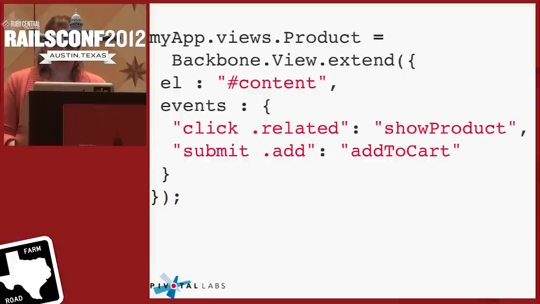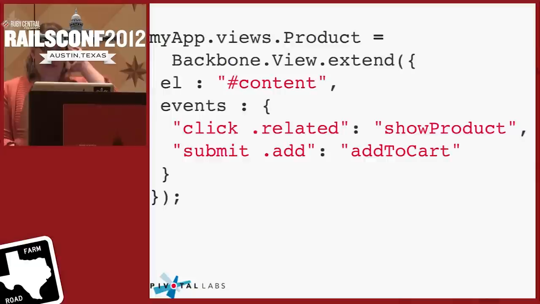And it's attached to a particular DOM element. In this case, it's the content div that we had in our Rails layout. And it has a set of events. And so like other views, it has a render method that's not shown here that renders itself and its subviews.